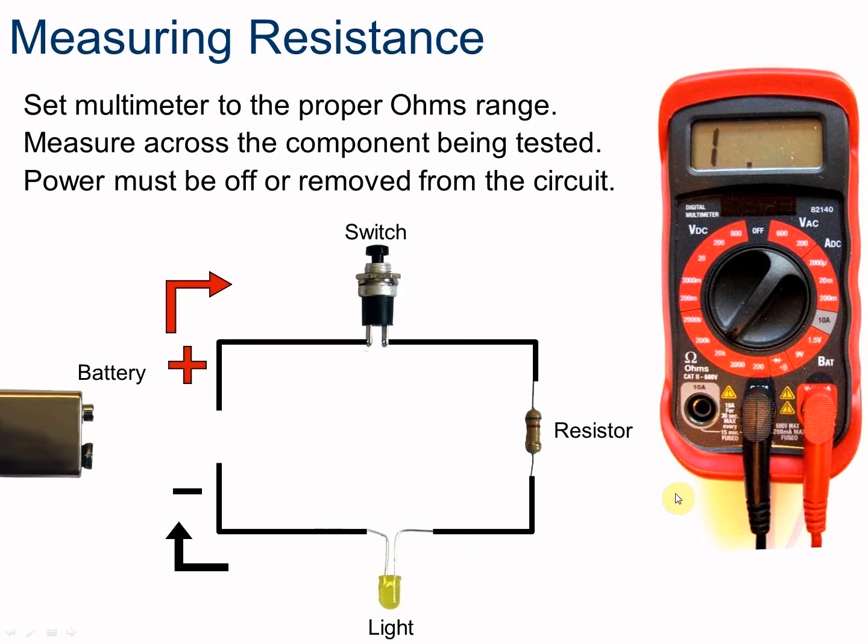So we remove our battery, and now we can put our probes across the switch. And when the switch is off, it's going to stay infinite. When the switch is on, it's going to be quite a bit lower. We can measure across our resistor. We can measure across our light and find out what the resistance is there. Now this is an LED light, but incandescent lamps are resistors. LED lights are diodes, which we'll talk about in a different presentation.